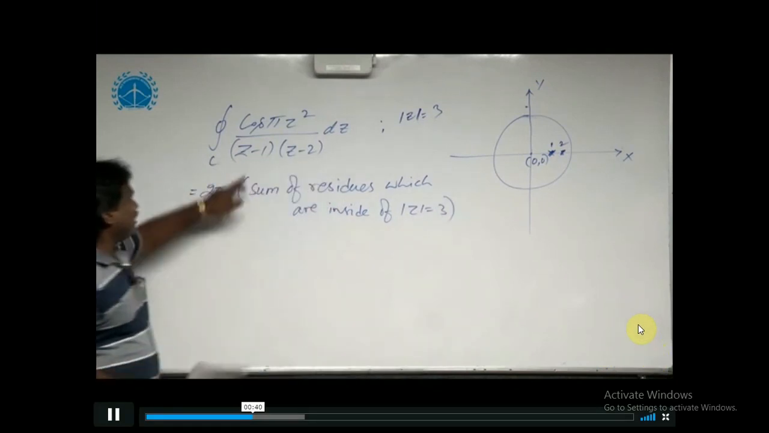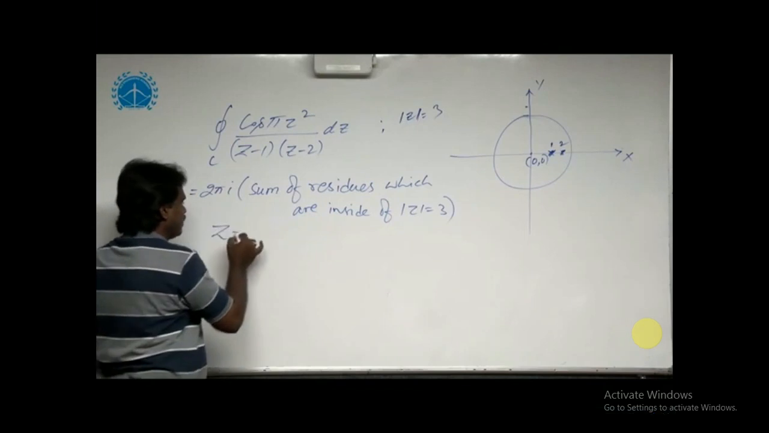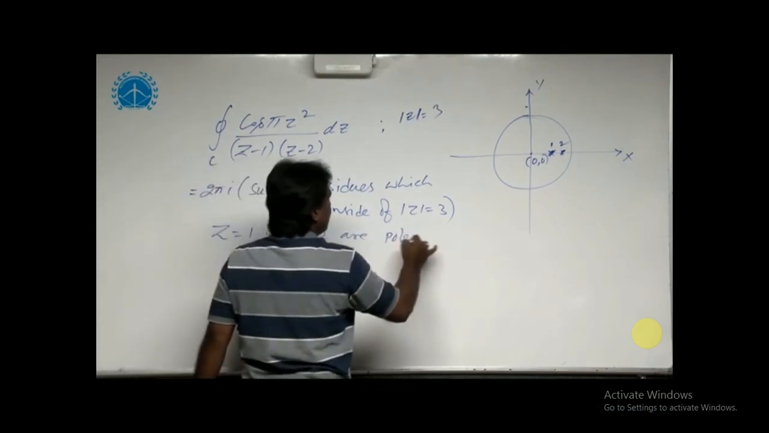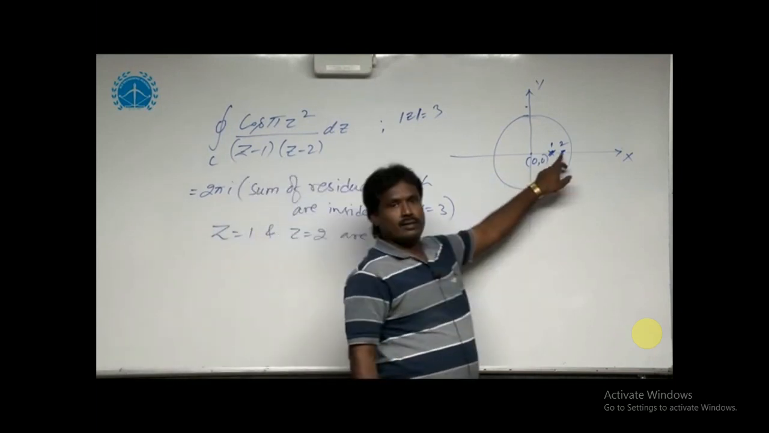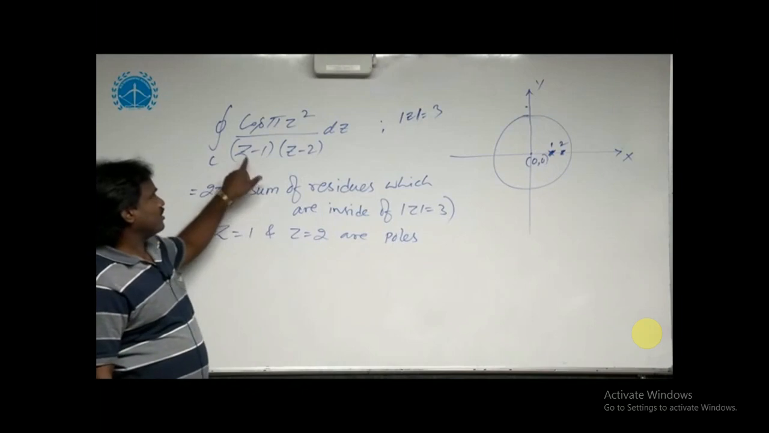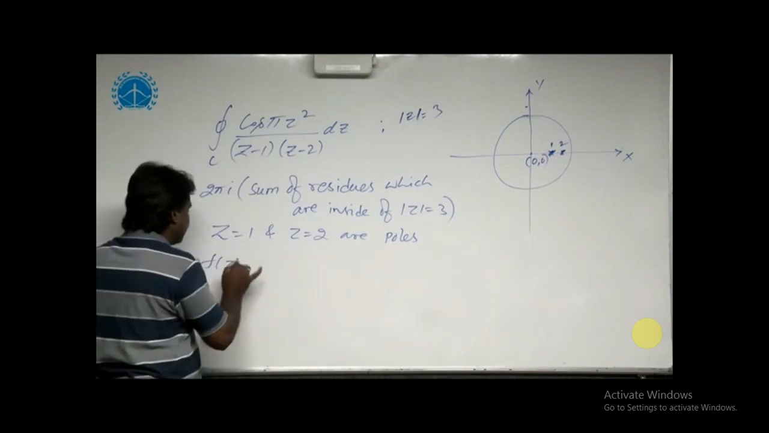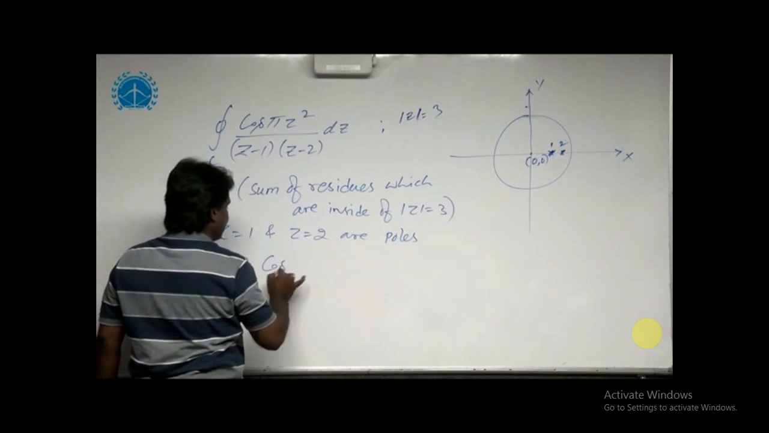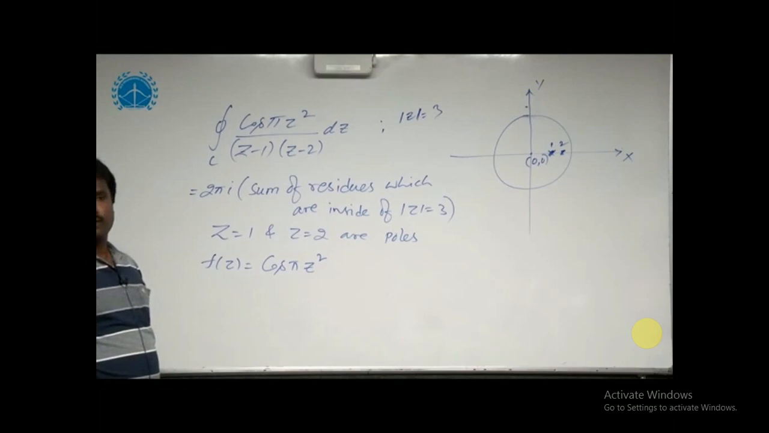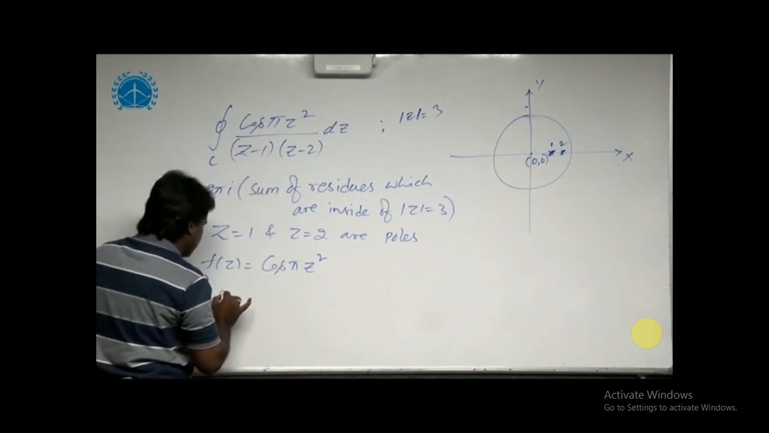But here z is equal to 1 and z is equal to 2 are both poles. Z is equal to 1 and z is equal to 2 are poles, both inside of the circle. Once both are inside of the circle, it is required to take both residues and sum them. So first I am taking f of z is equal to cos pi z square, it is an analytic function, and here the residue at z is equal to 1.